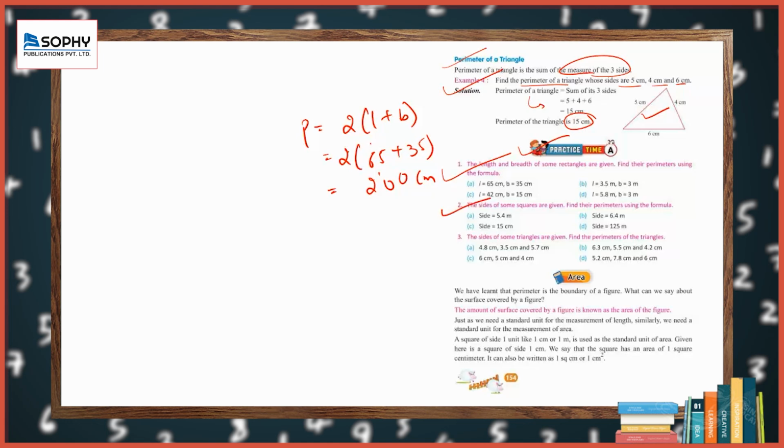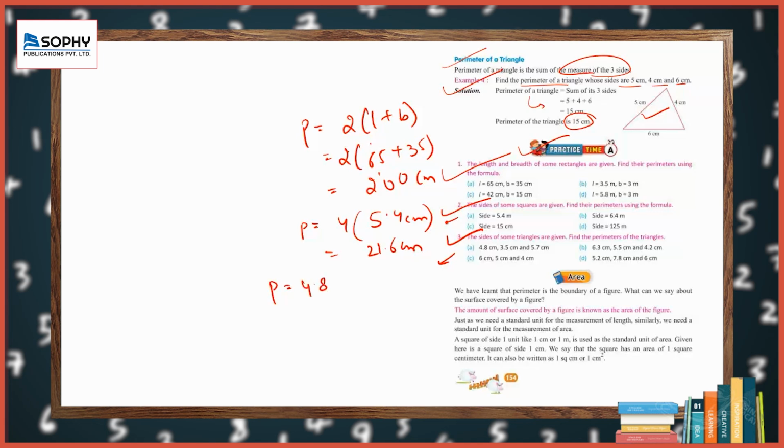In the next one, the sides of some squares are given and we have to find the perimeter. So perimeter is equal to 4 into side, that is equal to 4 into 5.4 centimeter, that is equal to, very good students, 21.6 centimeter. In the next one, the sides of a triangle are given and we have to find the perimeter. So that is equal to the sum of all sides, students.